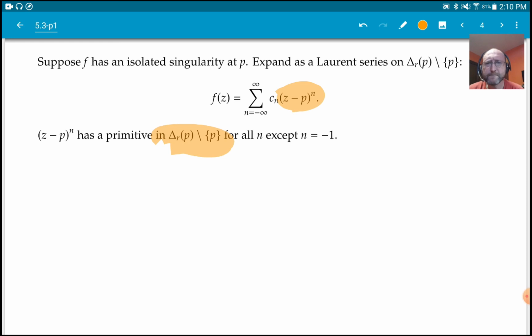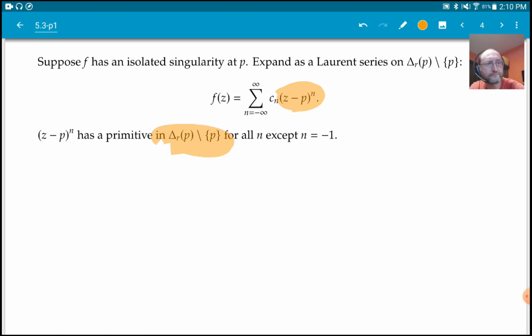disk for all n except n equal to minus 1. 1 over z minus p does not have a primitive there because the primitive would be a logarithm. It's not defined in the punctured disk. So all the terms except the minus first term don't really matter if we're going to integrate f around p. The only thing that's going to be left is c minus 1.